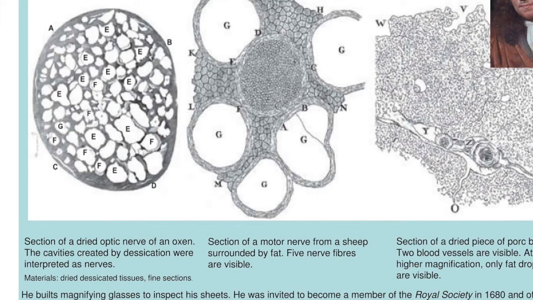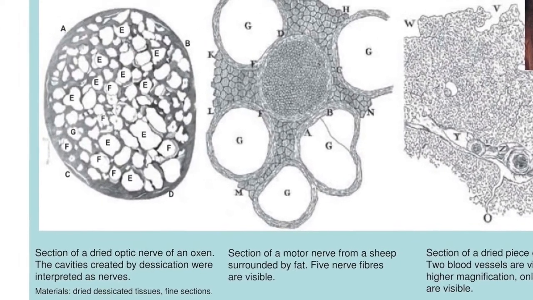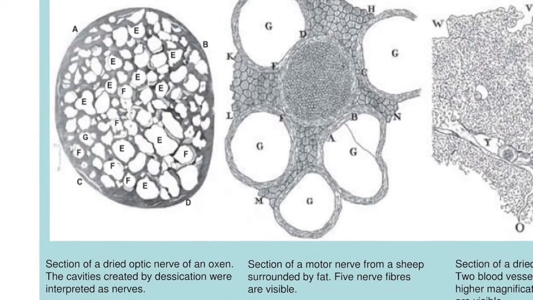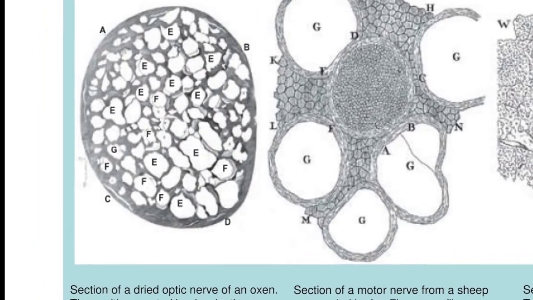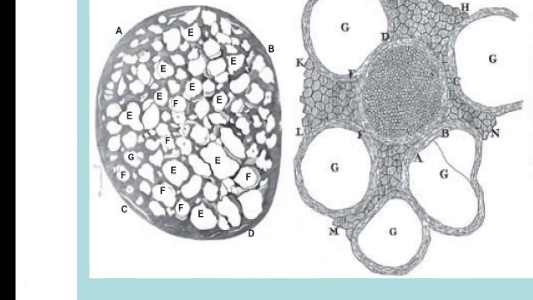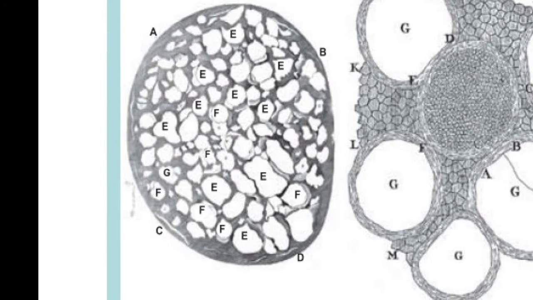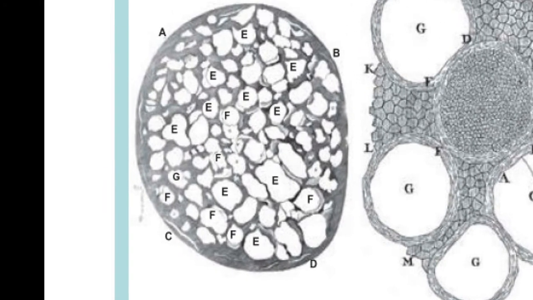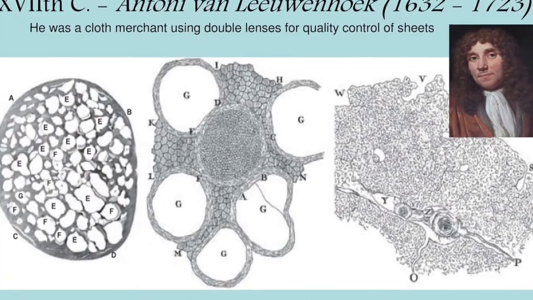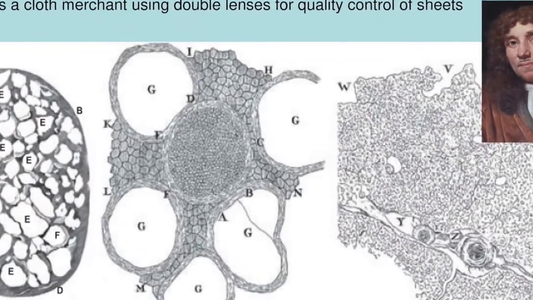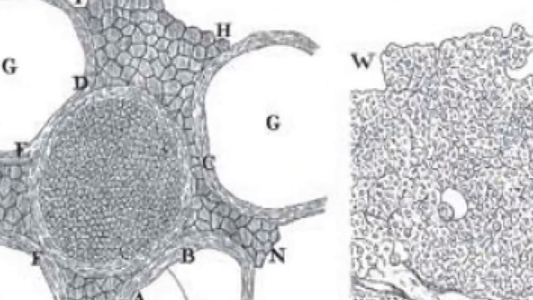On the left figure you can see the cross-section of a dried nerve from an ox, where he observed cavities due to the process of desiccation, which he interpreted as canals where animal spirits would travel, according to the mechanical model imagined by Descartes. In the nerve cross-sections of the middle image and the right image, Leeuwenhoek observed fat globules due to myelin decomposition.